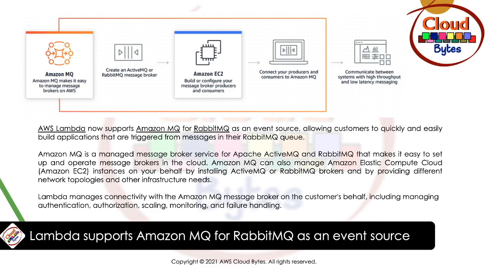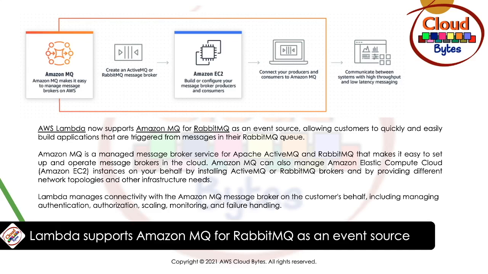Customers can build applications quickly and easily with Lambda functions that are invoked based on messages posted to the Amazon MQ message brokers without needing to worry about provisioning or managing servers. Customers can read from Amazon MQ or RabbitMQ brokers without needing to create or manage a consumer application that monitors Amazon MQ queues for updates.